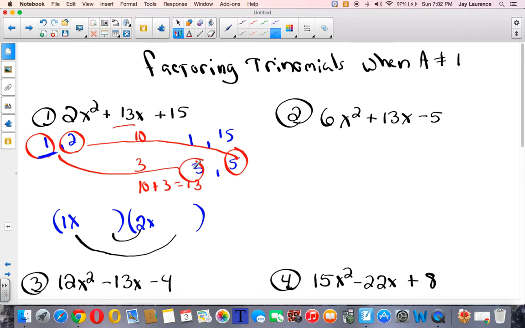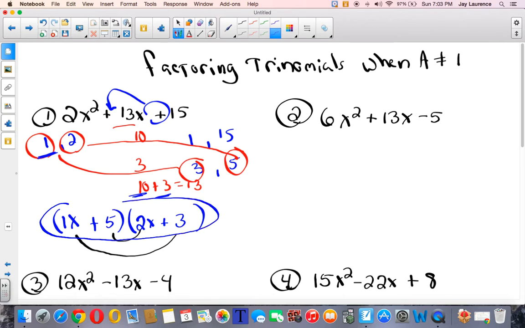The 1 goes with the 3. So I come down here and the 1 goes with the 3. The 2 goes with the 5. So the 2 goes with the 5. When there's a plus in the back, it's the Wendy's double stack. They're both positive. Now I knew they were both going to be positive because I had a positive 10 and a positive 3. That's another way to think about it. So this one is completely factored.